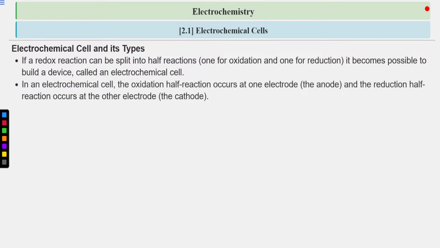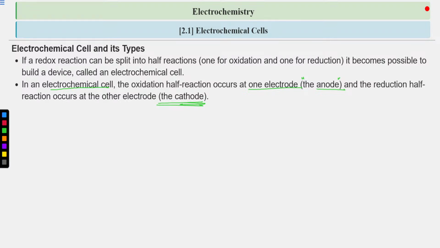Now in an electrochemical cell, the oxidation half reaction occurs at one electrode, which we call the anode, and the reduction half reaction occurs at the other electrode, which we call the cathode. So here two terms are introduced, anode and cathode. Basically it depends on which kind of cell we are talking about, and depending on that, the anode sometimes acts as the oxidation half cell and sometimes as the reduction half cell.